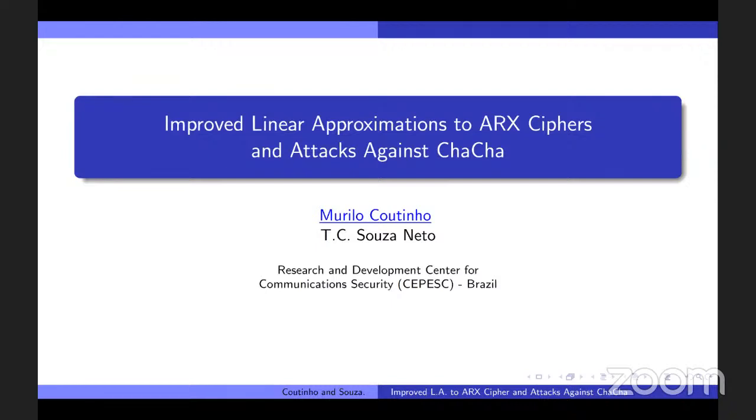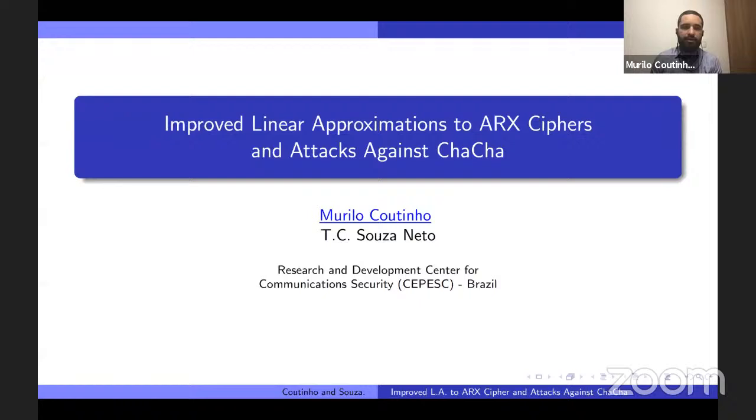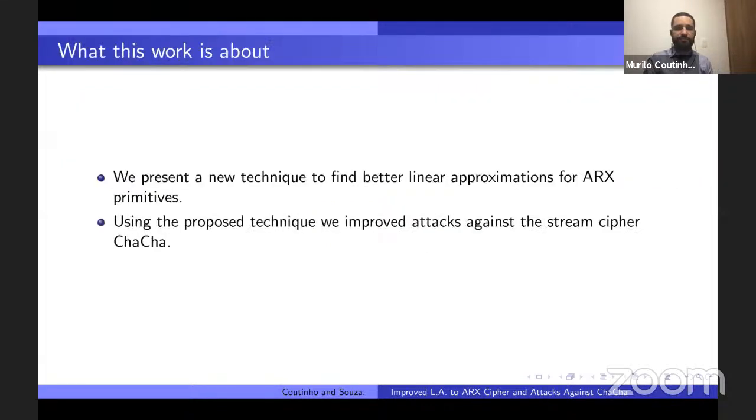Yes. Okay, so thank you. So the title of this work is Improved Linear Approximations to ARX Ciphers and Attacks Against Chacha. My name is Murilo Coutinho. This is a joint work with Sousa Neto. We work at the Research and Development Center for Communication Security in Brazil.